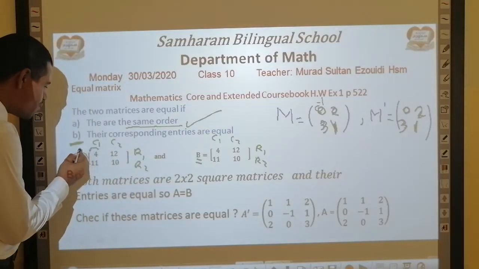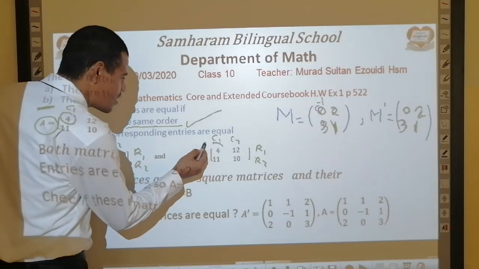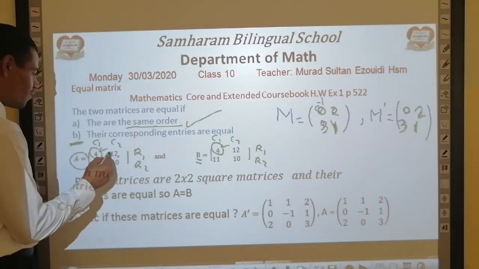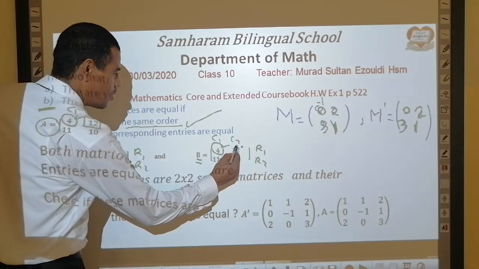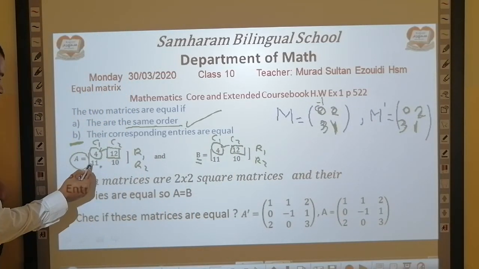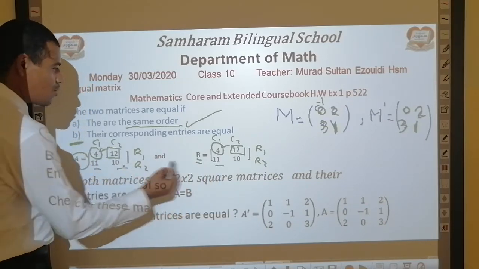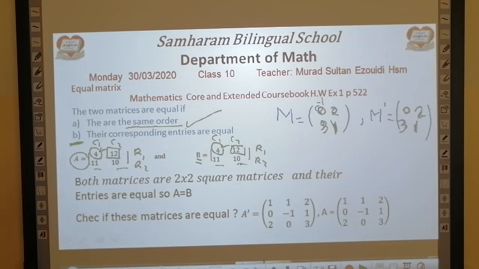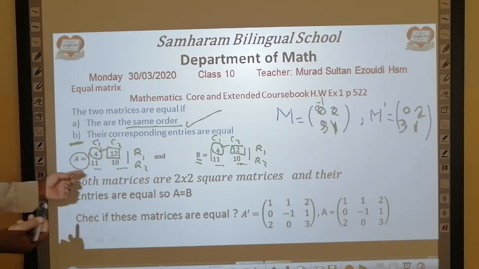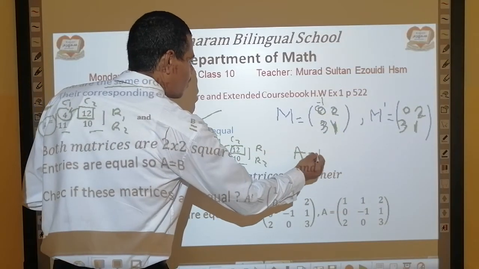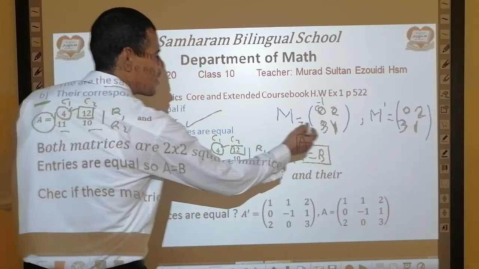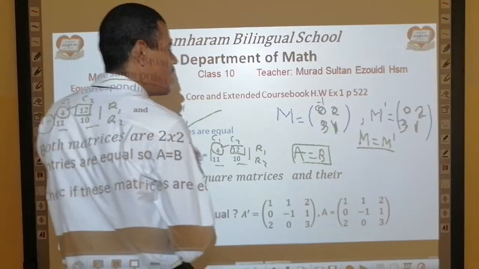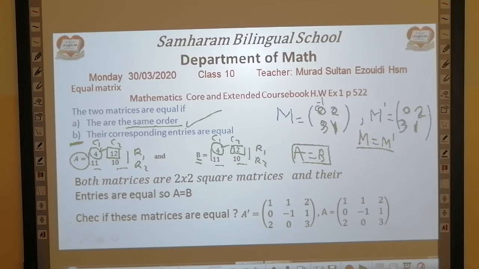This is the first entry, 4, and this is the second entry. 4 equals 4. Then 12 equals 12. Good boy. Yes. Check it. Verify. And 11 equals 11. 10 equals 10. This means both matrices are equal, having the same order, and their entries are equal. So we can write here A equals B. And for this example, we can write M equals M prime. Why? Because they have the same order, and their corresponding entries are equal.